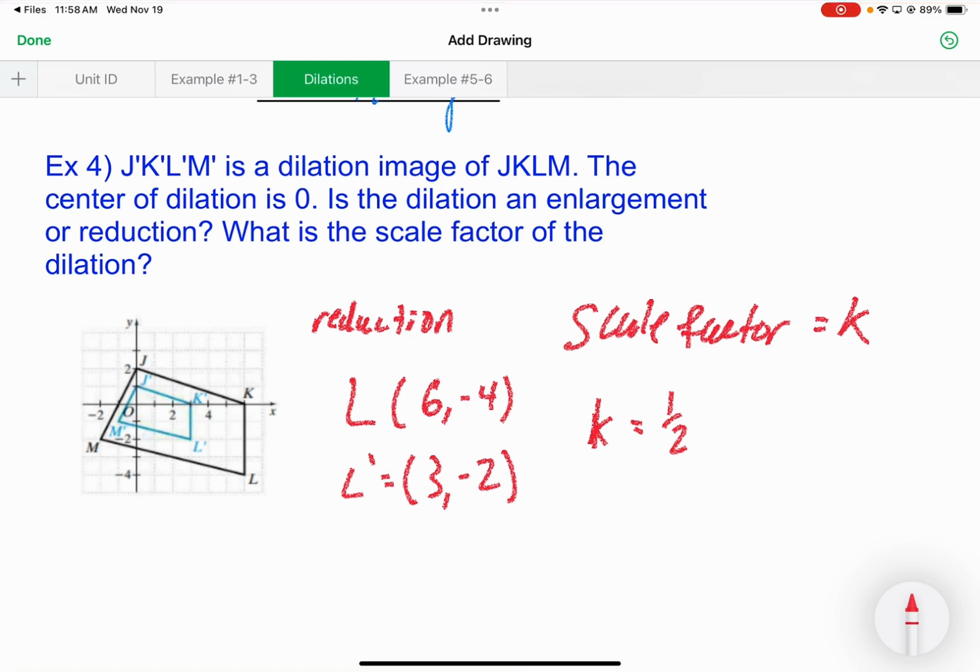How do you find this scale factor? Well, there's 2 ways you could do it, okay? The first way was we compared our coordinates. Is it because 3 is half of 6 and -2 is half of -4? Yes. Do you have to do all the points or can you just do one? You can just do one because the scale factor is consistent across the points. No, I just picked L.